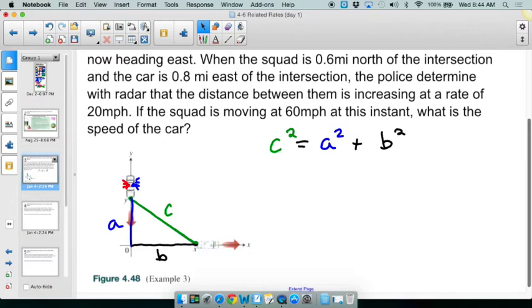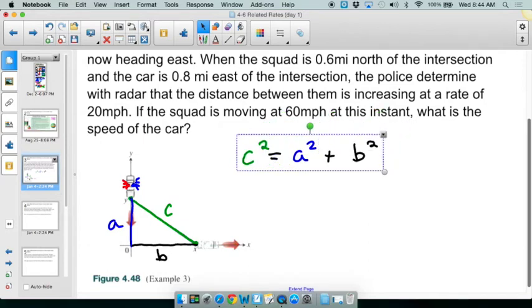Is A changing? Well, they're all changing. Is the squad moving? In fact, is the dimension of A getting bigger or smaller? Smaller. Okay. Is B changing? Yeah. Is the car moving? And it's a safe bet then, if A is changing and B is changing, is C changing? Probably. Okay. In fact, we know it is because we see that the distance here is increasing at 20 miles per hour. So at this point, what we know is we have three variables and they're all changing.